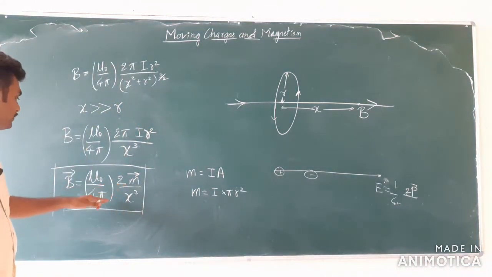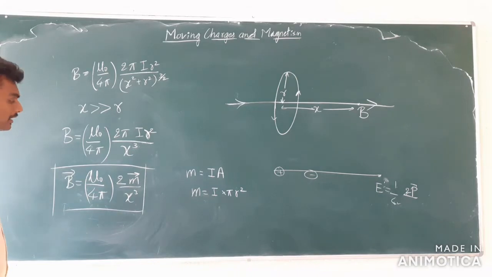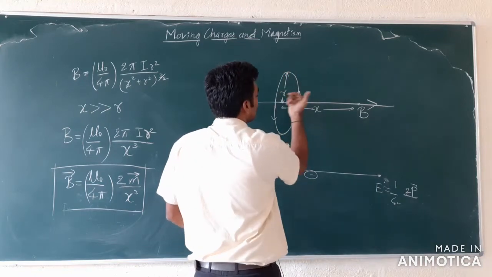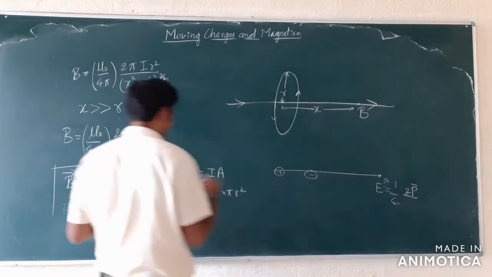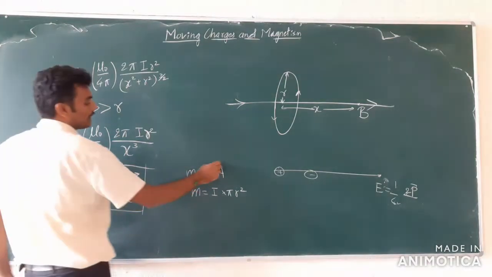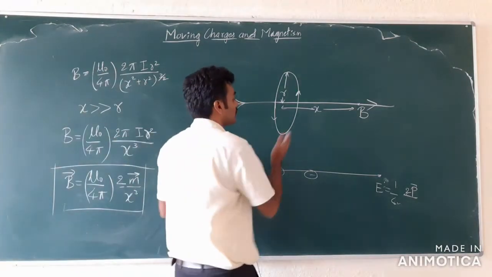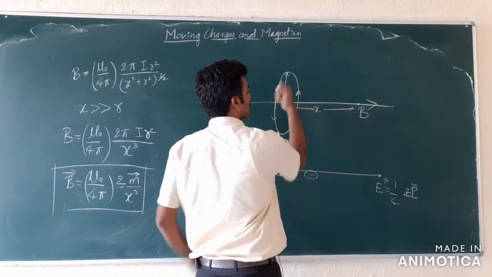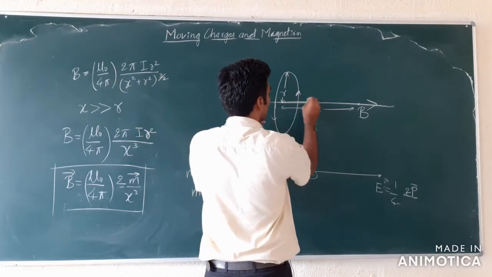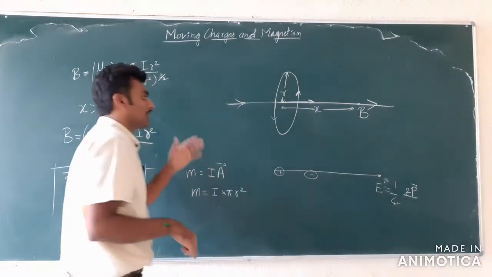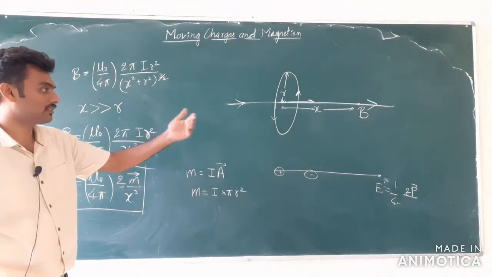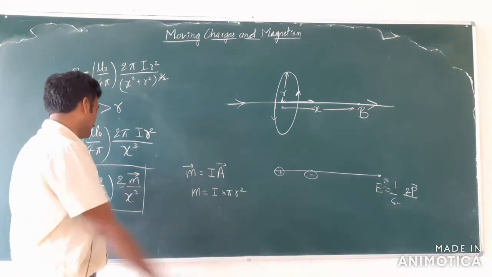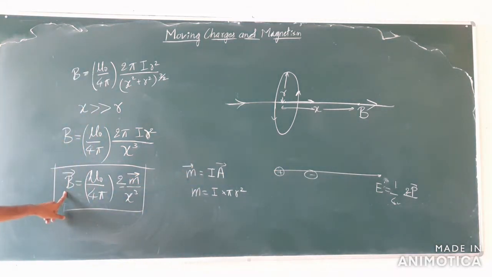And what else do we have? What about the direction of magnetic dipole moment? Magnetic dipole moment will have the same direction as of the area. What is the direction of area? Direction of area shall be again taken by right hand thumb rule. So when I take right hand thumb rule, the direction of area is same as the direction of magnetic field, which means the direction of magnetic dipole moment is same as the direction of magnetic field.